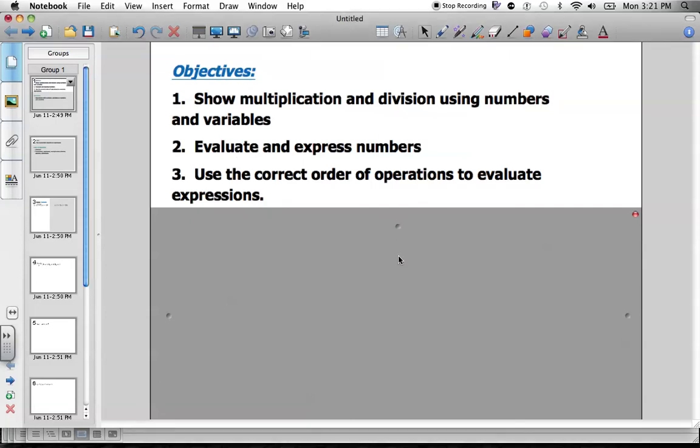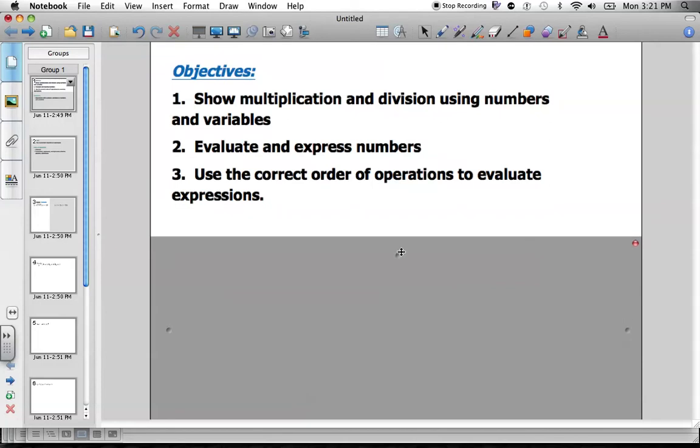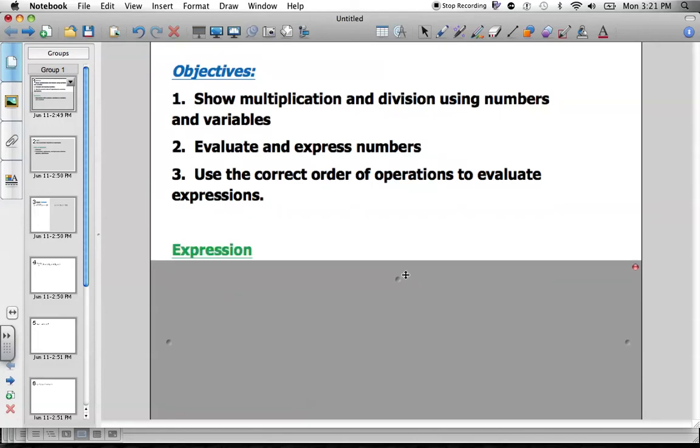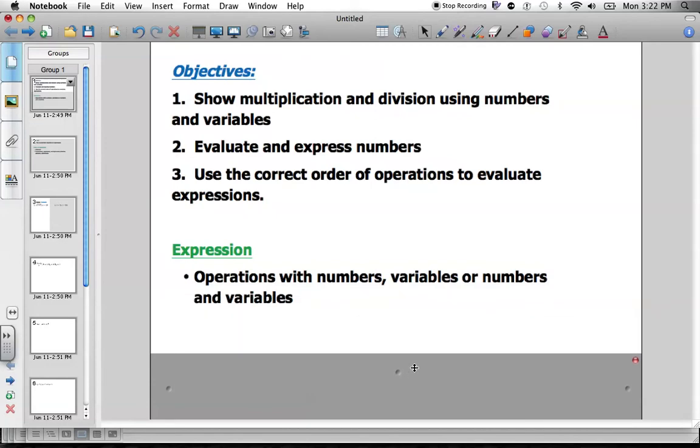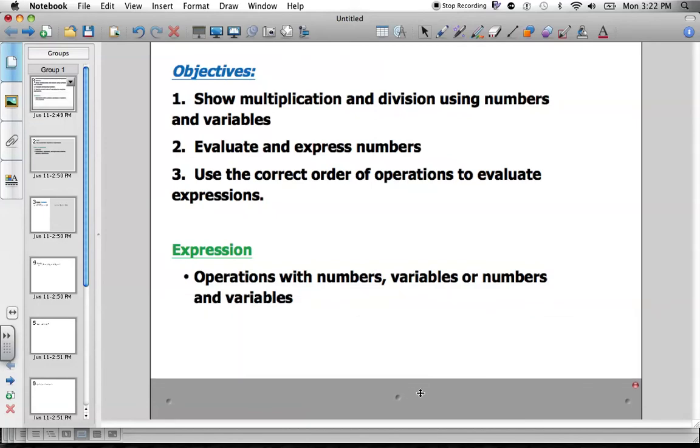Before we get to the calculation piece of this, we do need to understand some basic vocabulary. This first one is this idea of what an expression is. An expression is just an operation with numbers, variables, or it can contain both numbers and variables. Let me give you an example of what I'm talking about here.